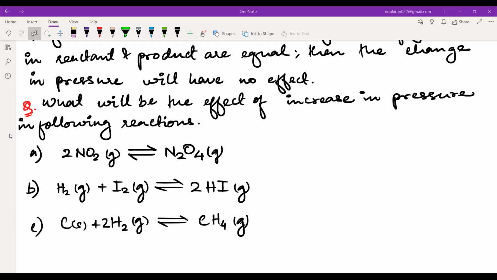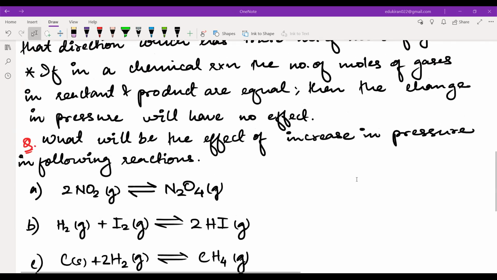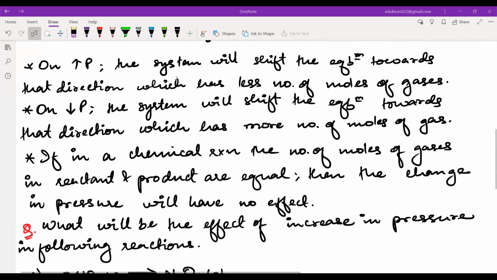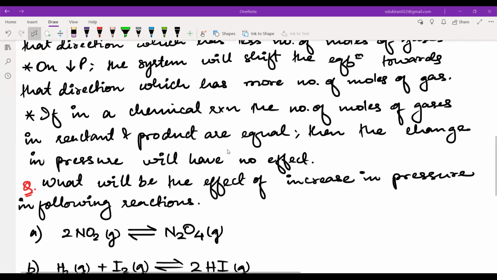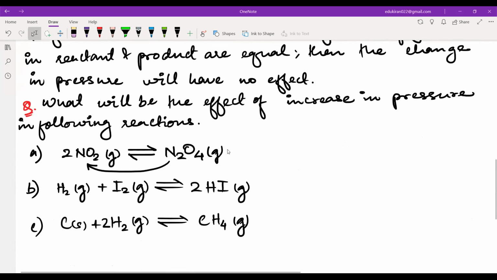It will go forward, then it will make more moles of gases, and then the pressure will again increase. See what I have written now. Increasing the pressure, backward. A backward reaction, what does it mean? It means that it will form NO2. So if it is going backward, then it is forming more moles of gas or less moles of gas? Forward, sir. Yes, correct. So here it will be going forward direction.